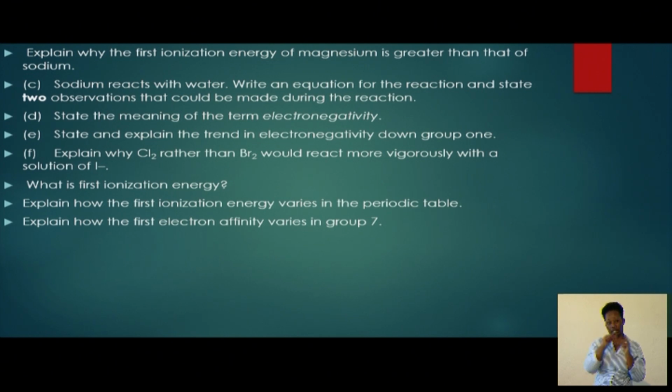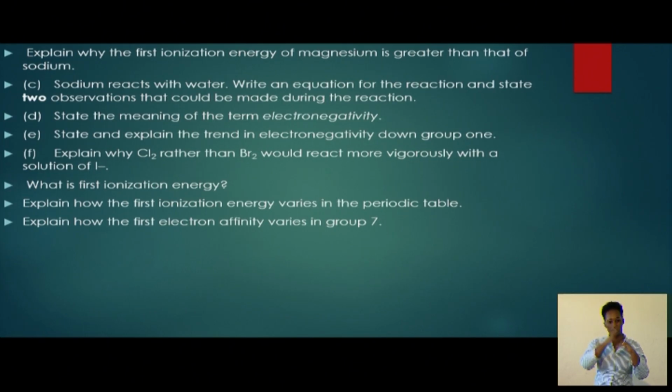Explain why chlorine rather than bromine would react more vigorously with a solution of I negative, the iodide ions. Think about it. It is because chlorine is more electronegative than bromine. So it has a greater tendency of attracting electrons than bromine.